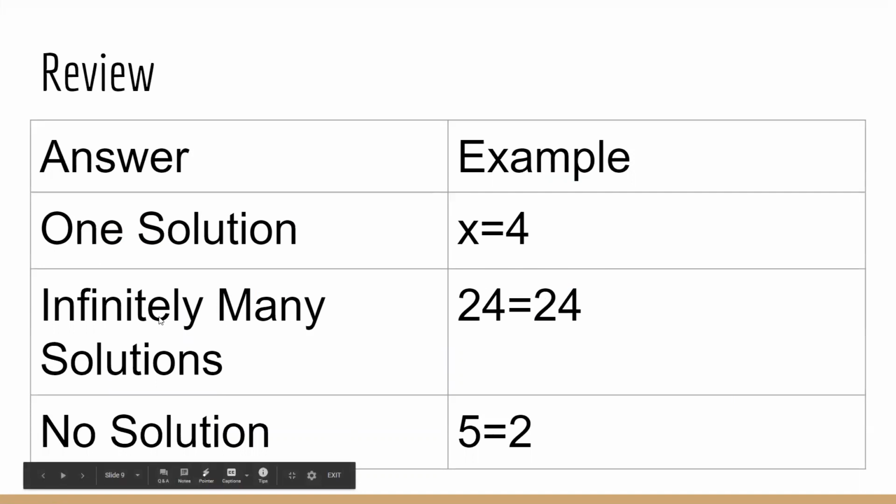No solutions, same thing as infinitely many solutions. That is your answer, no solutions. That's what you're circling. But when you go through and solve the problem, you know it's a no solution because you get something like 5 equals 2. So those two numbers do not match up, so you know that it's going to be a no solution.